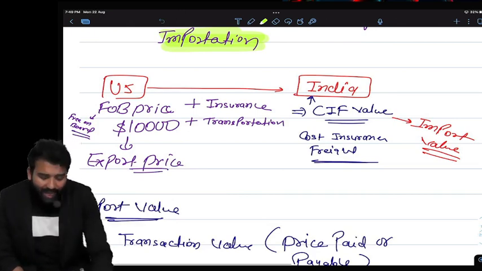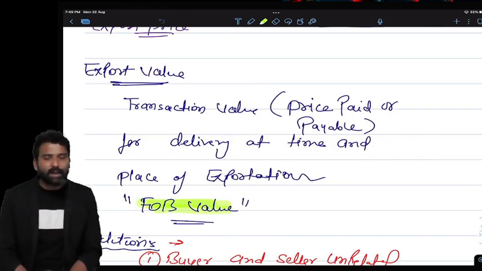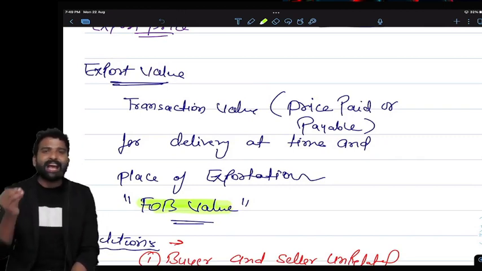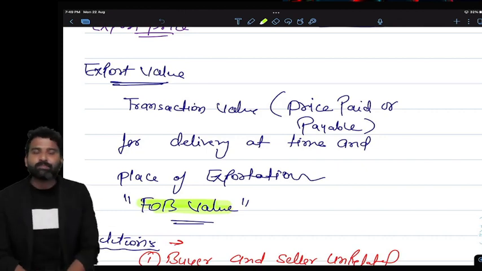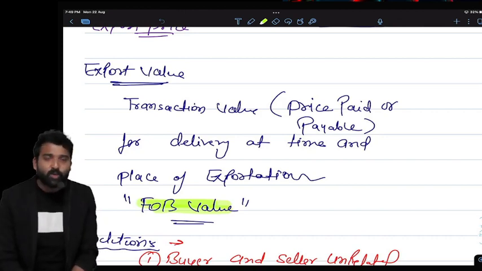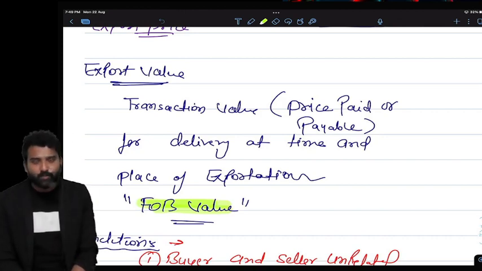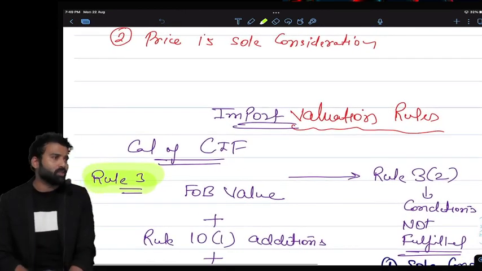Nice. Now, sir, we are getting a general concept that if I am importing something, I have to pay import duty on CIF value. If I am exporting something, I have to pay the export duty on FOB value. Sir, now how to calculate the CIF value? How to calculate the FOB value? For this, we have to follow import valuation rules.